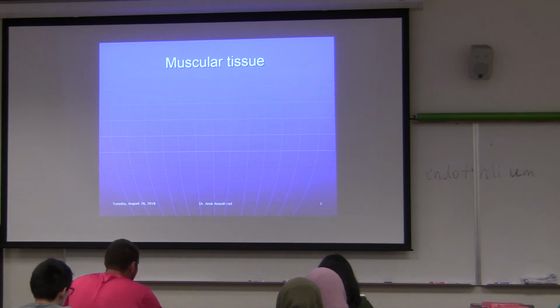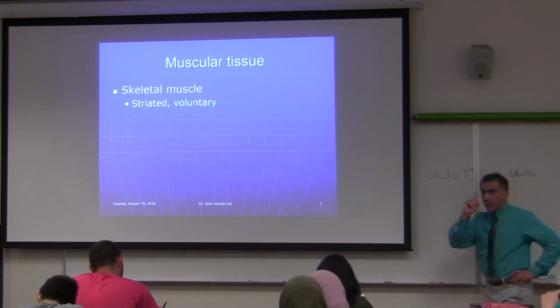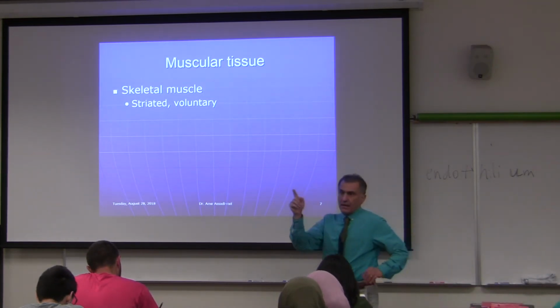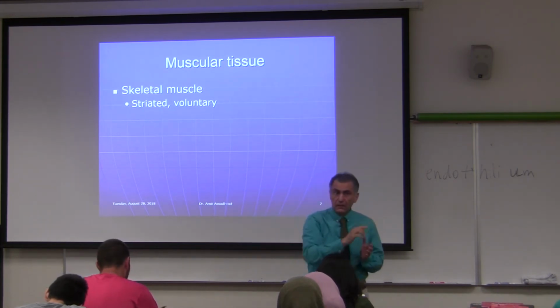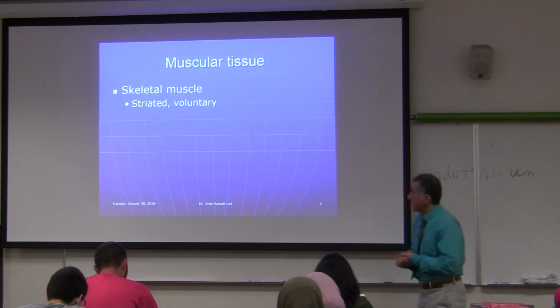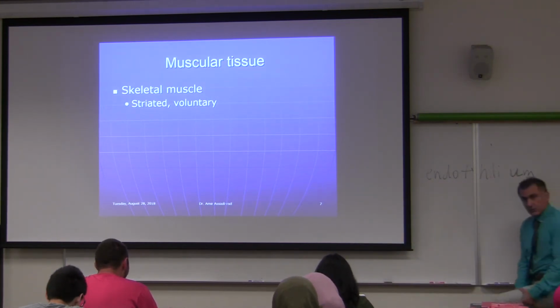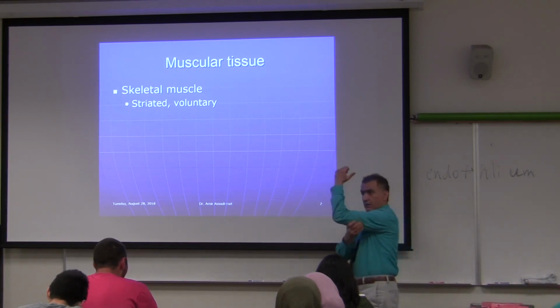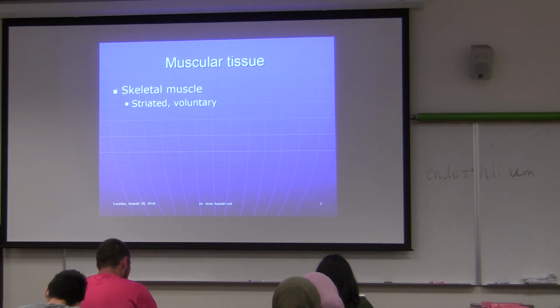The next one is muscular tissue. I already went over that. I told you the skeletal muscle is striated, voluntary, and has many nuclei per cell. They have more than one nucleus, many, in the periphery of the cell. Those allow the animal to move. This is all skeletal muscle, right? You all know what I'm talking about. You have control over it. It's voluntary.